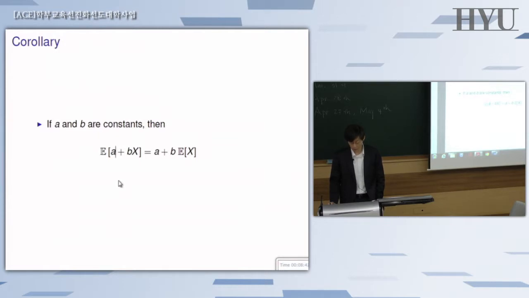And then this corollary states that the expectation of the linear transformation of x, which is a plus b times x, can be obtained by doing the linear combination of the expectation of x, not x. So that's saying a plus b times the expectation of x.